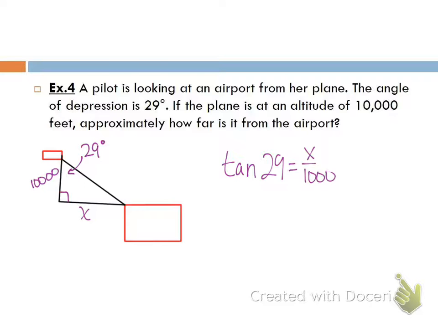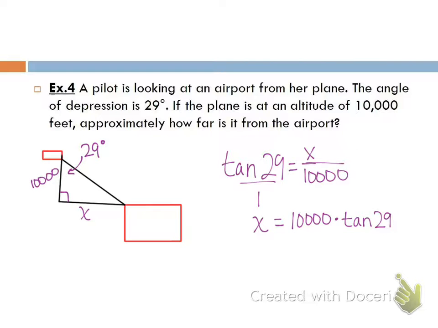Good. And then to solve this, I'm going to cross multiply. Remember, I always recommend putting your number before your trig function. So 10,000 times tangent of 29. And what do we get? Okay, that seems reasonable to me.